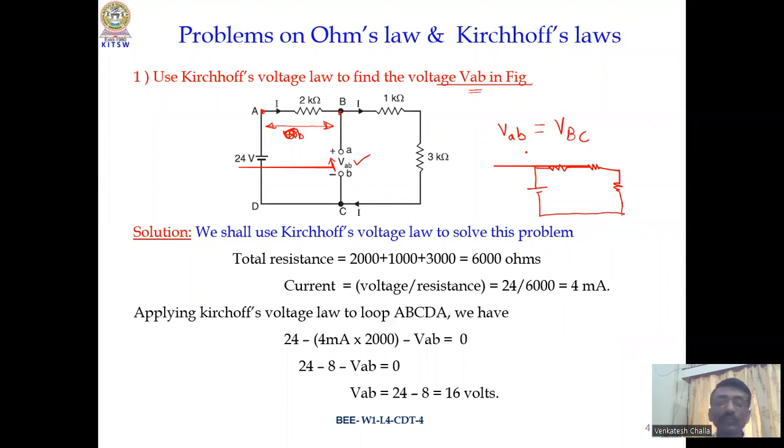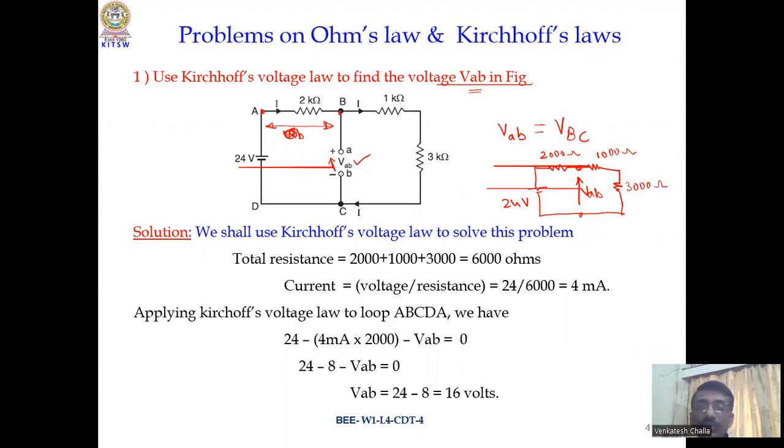So here we have 24 volts. Here it is 2 kilo ohms, which means 2000 ohms, and this 1 kilo ohm means 1000 ohms. This is 3 kilo ohms, 3000 ohms, like this. So this is VAB.